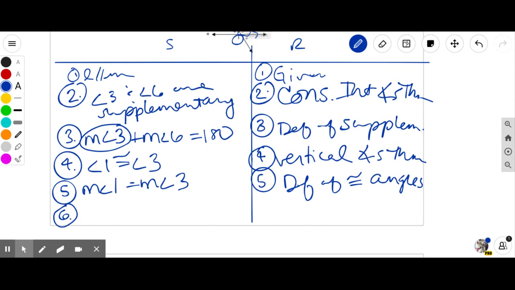Now that I have it in the measure form, I can substitute it anywhere I want in for angle 3. So right here is the ideal spot, because then that'll take us to what we're trying to prove, which is that the measure of angle 1 plus the measure of angle 6 equals 180. And that would be substitution.